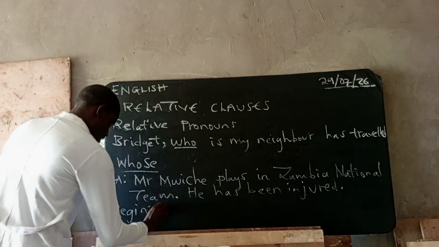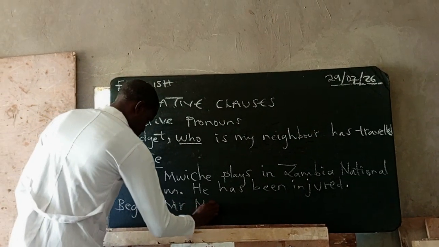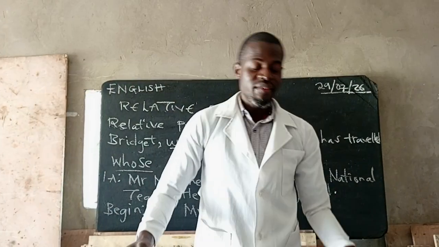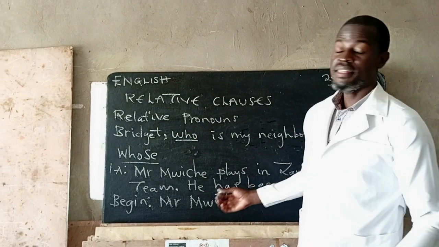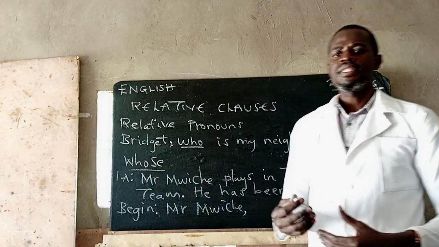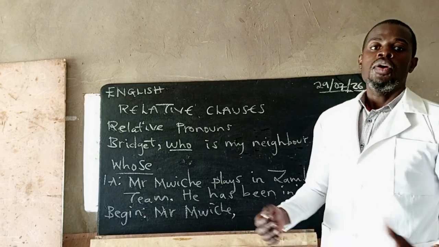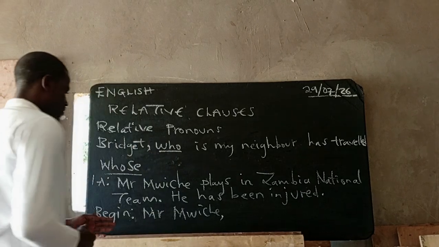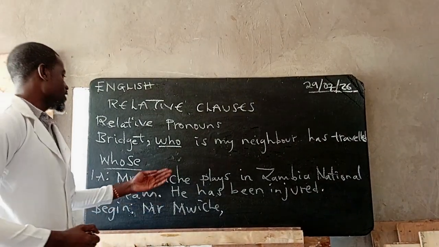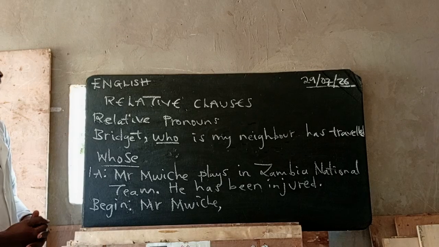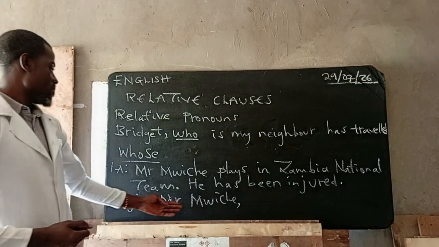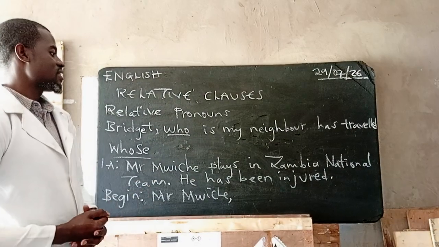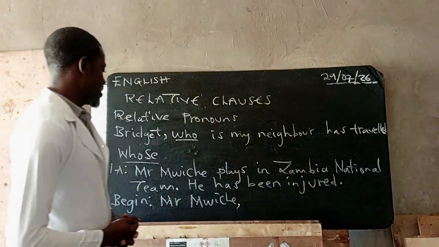They'll say start with Mr. Mwiche. Look at this. We have two sentences here, the first idea and the second idea. How can we transform this sentence starting with Mr. Mwiche? We can rewrite this one using who, number one. So we'll just say, Mr. Mwiche, who has been injured, plays in Zambia national team.